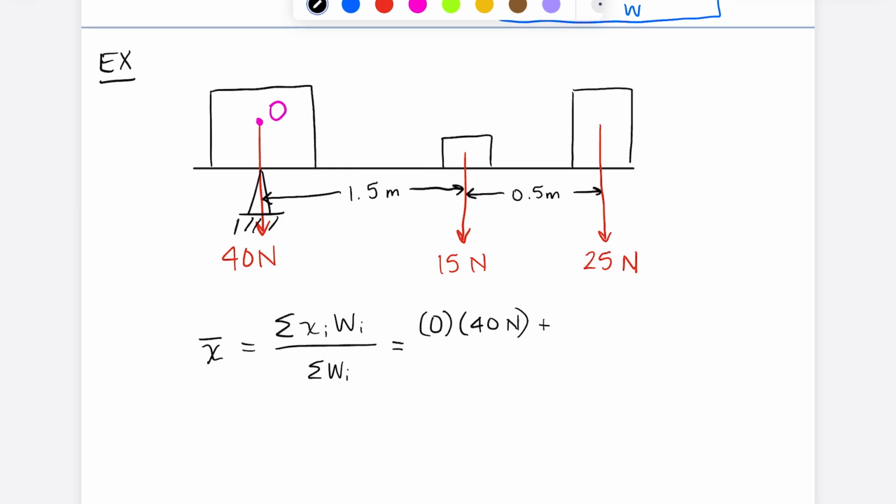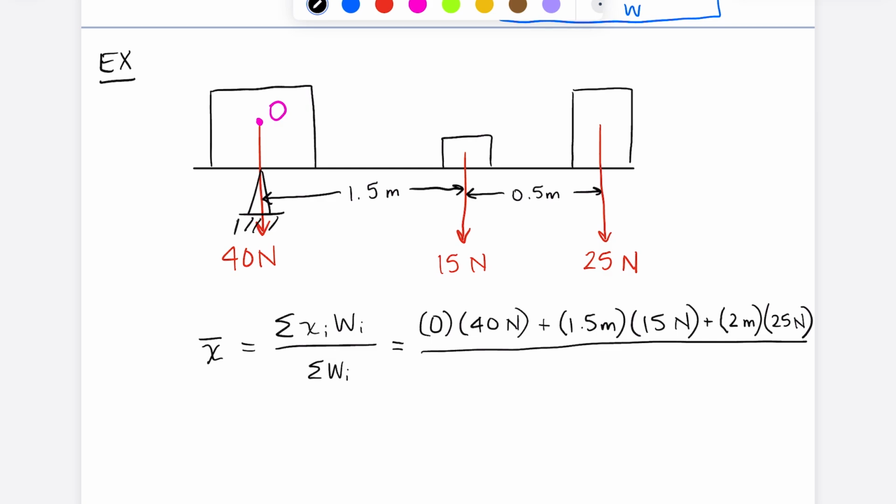Now our second weight is acting at a distance of 1.5 meters times 15 newtons. And our third weight is acting at a distance of 2 meters. Don't put 0.5 there. It's an easy mistake to make, but we are measuring the distance from our applied load to the origin again. So that's the full 2 meters, 1.5 plus 0.5. Okay, and divide that by the sum of all the weights. So that's 40 plus 15 plus 25.